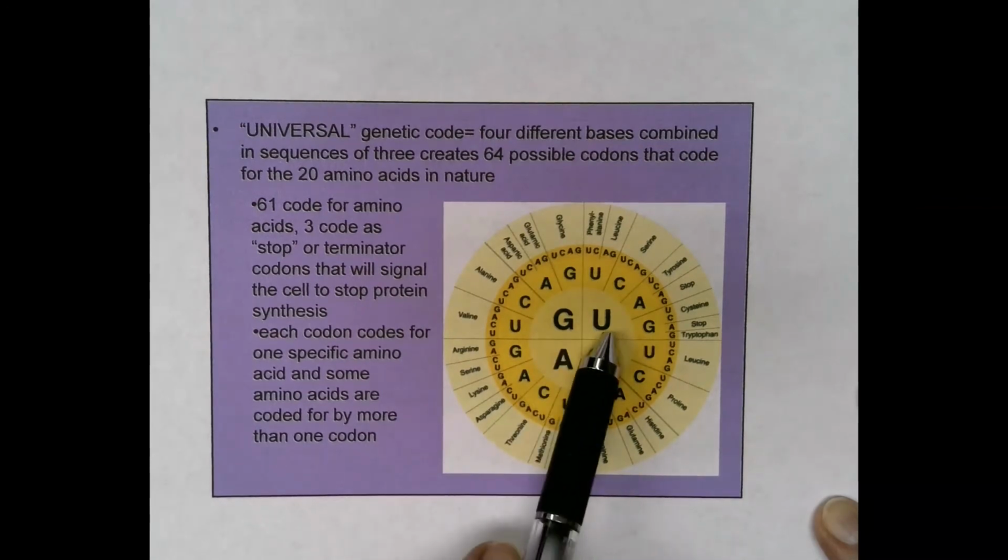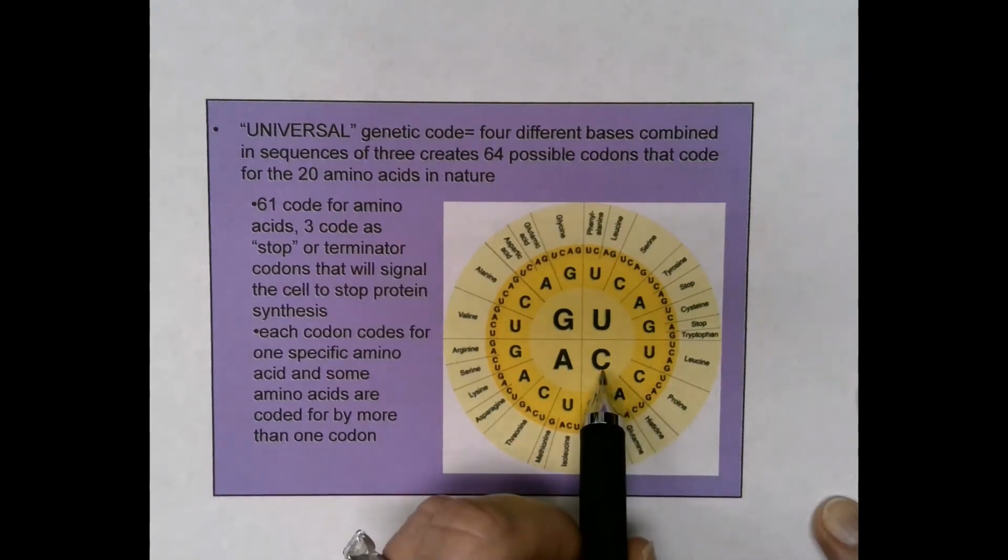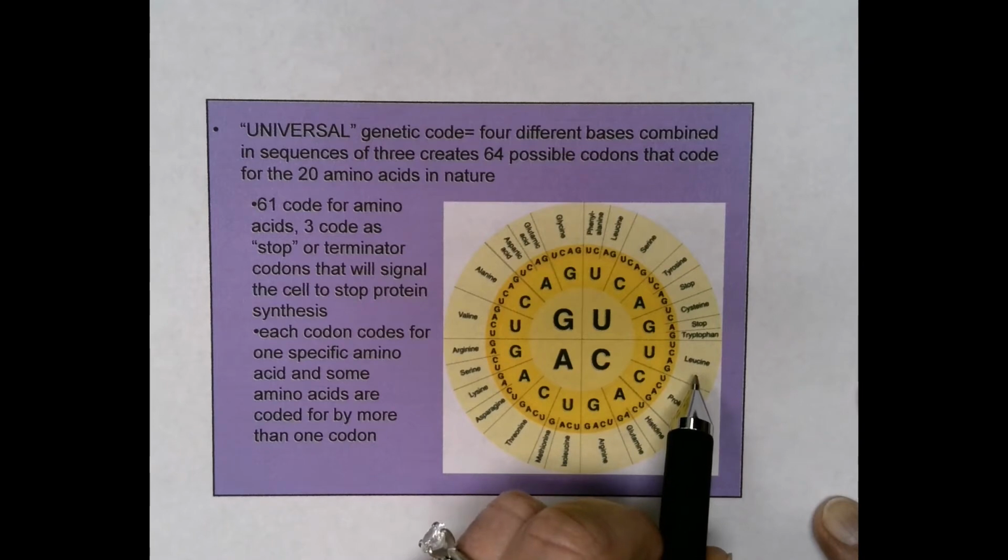And you're going to work your way out. So let's say I said, I want you to tell me what CUU codes for. Okay, CUU. Right, so CUU codes for leucine.